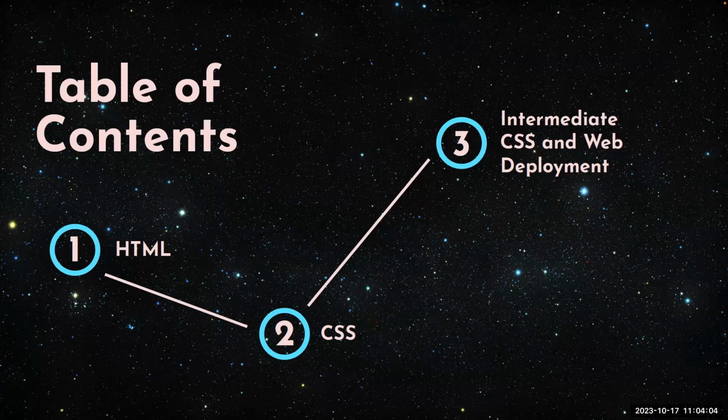And then the third workshop, we're going to go through some more intermediate CSS concepts. There's more to CSS than there is to HTML, so we can devote some more time to it. And then also talk about one of the various methods that you can publish your code to the web so that people can actually go and visit your live site.